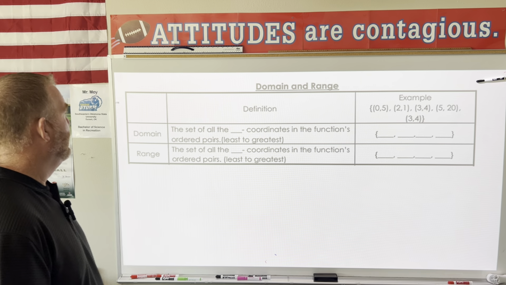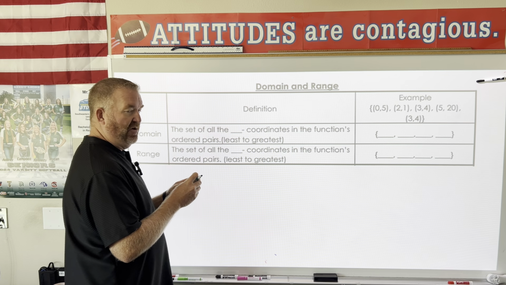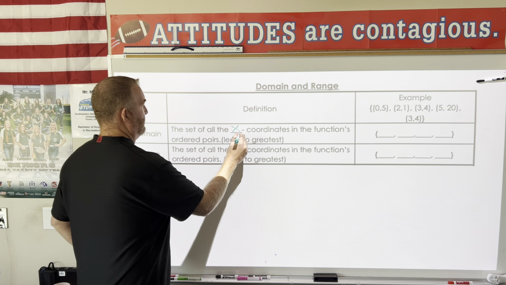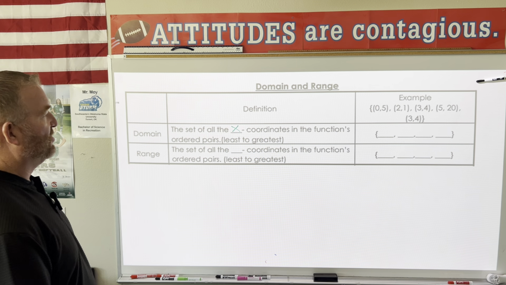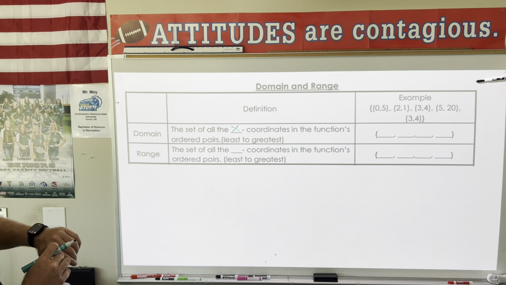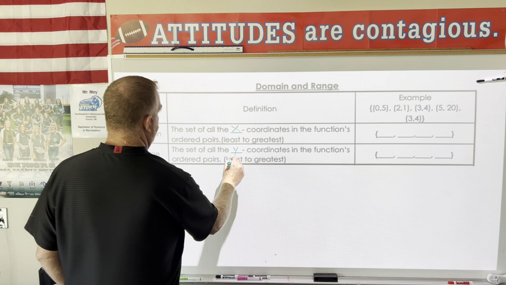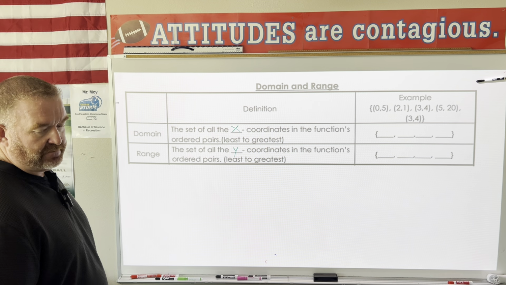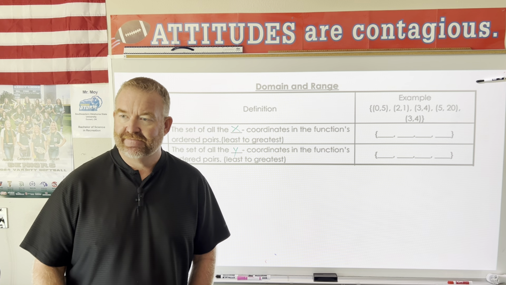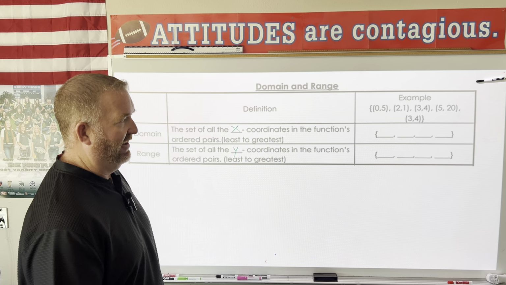All right. So here we go. Domain is the set of what letter? No. What is domain? Domain is the X. The set of all the X coordinates in the function's ordered pairs from least to greatest. Okay. So the domain is the X, which means the range is the what? The range is the Y. Okay, we're good so far, right?